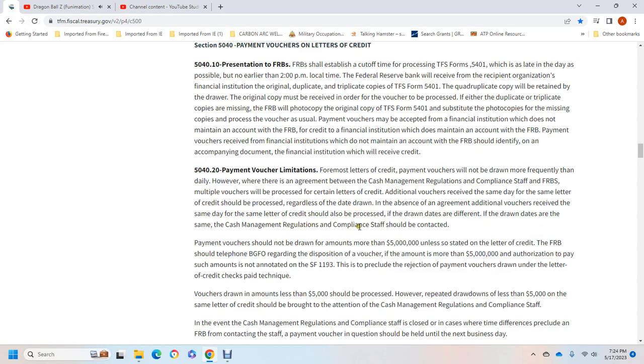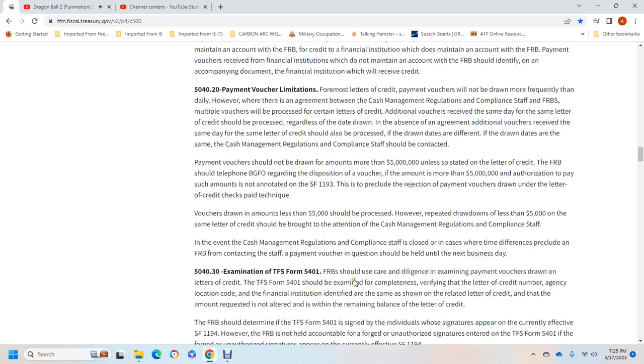If the cash management regulation compliance staff so contracts, payment of vouchers shall be for withdrawals with amounts of $5 million or less. The Federal Reserve Bank with the letter of credit should telephone the Bureau of Government Financial Operations regarding the disposition of the voucher if the amount is more than $5 million. The authorization to pay such an amount is noted in Standard 1193, precluding the rejection of payment of the voucher withdrawn under the letter of credit.